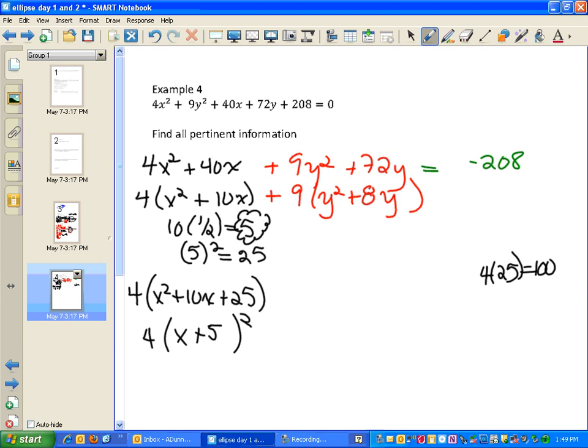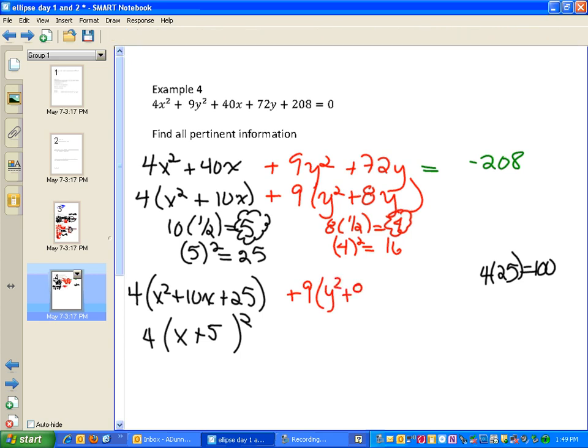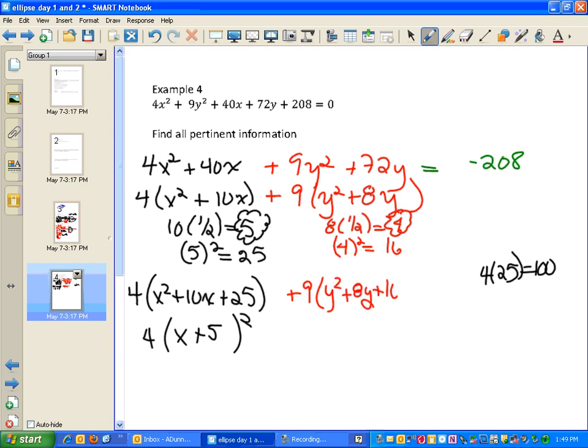Okay? Now we're going to work with the y's. We're going to take the 8 and multiply it by a half. And we're going to put our little cloud around it. And we're going to take that 4 and square it. So I'm going to have plus 9 parentheses y squared plus 8y plus 16. But my question to you is, again, what did I really add to the left side? Which is 9 times 16, right? Which is 144.